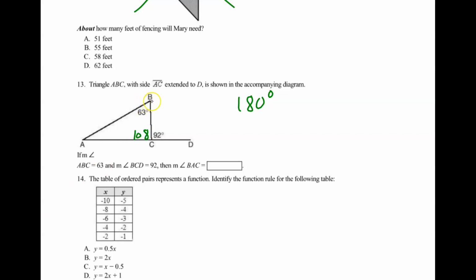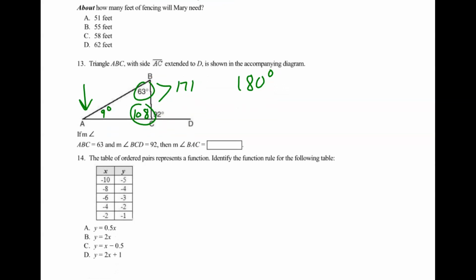Okay, well if this is 63 and this is 108, just add these two together, subtract from 180 to get that angle. Okay, so 171. Is that right? Yep. So if those two angles add up to 171, subtract that from 180, angle A must be 9 degrees.